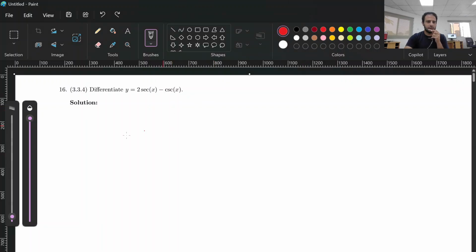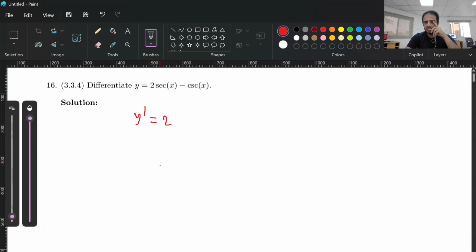So we need to differentiate y equals 2 secant x minus cosecant x. Y prime equals what? So the derivative of 2 sec x is 2 sec x tan x, minus, and the minus again inside the bracket, cosec x cot x. Yes, thank you.